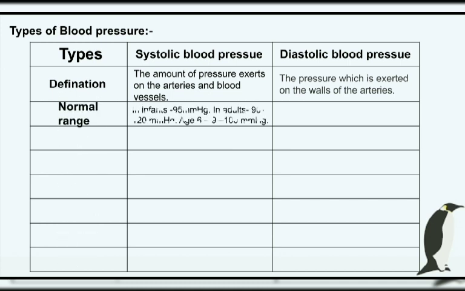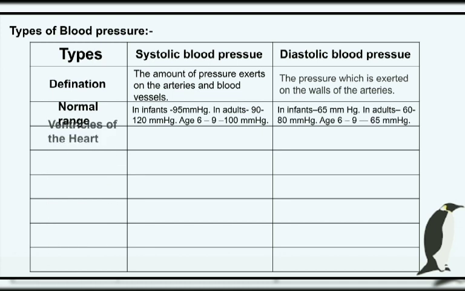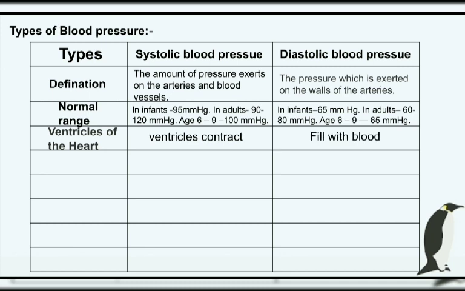Here is the normal range. There are various normal ranges, but basically you learn 120 upon 80 to 140 over 90. The ventricles of the heart, the right ventricle and left ventricle, contract. Here the heart is filled with blood, that means it expands. The reading of blood pressure is higher, I already told you, 120 is higher and 90 is lower, and diastolic is lower.